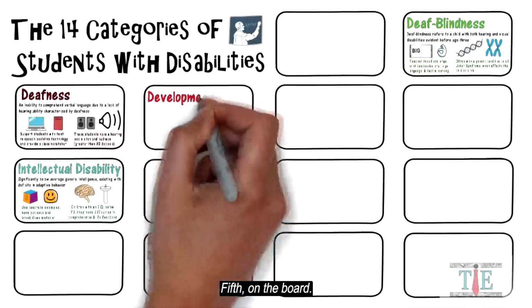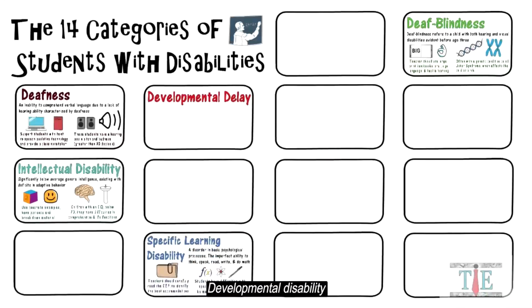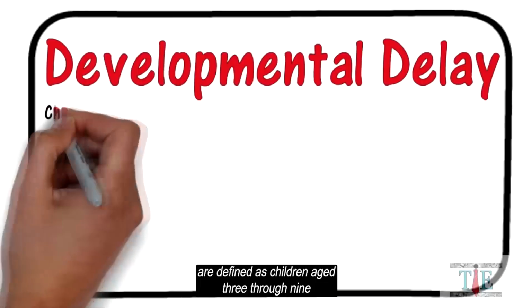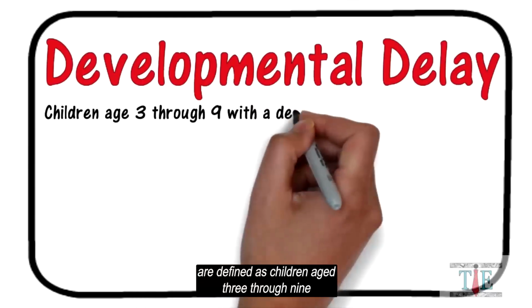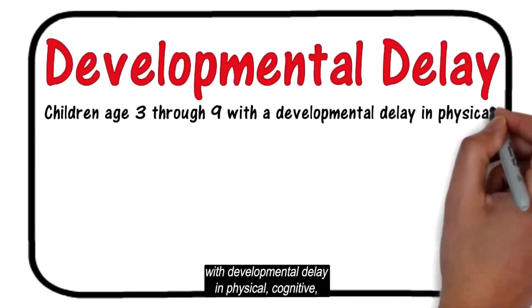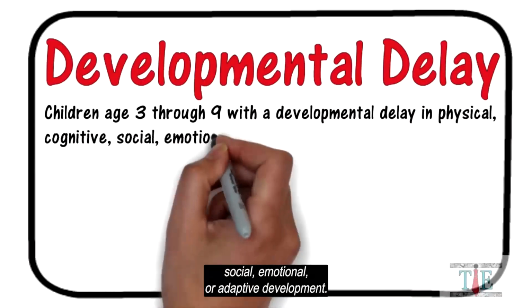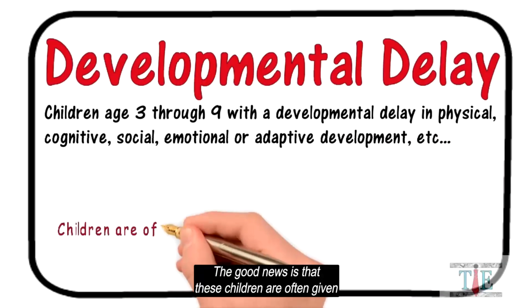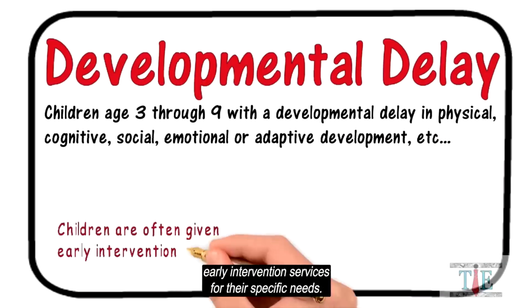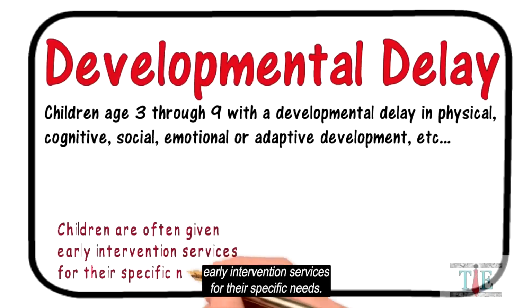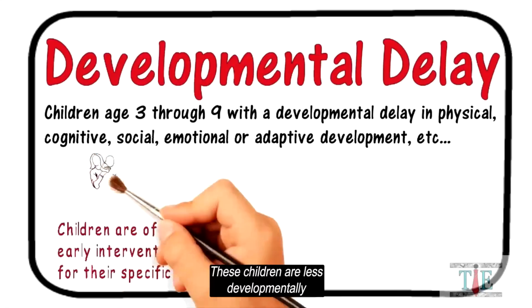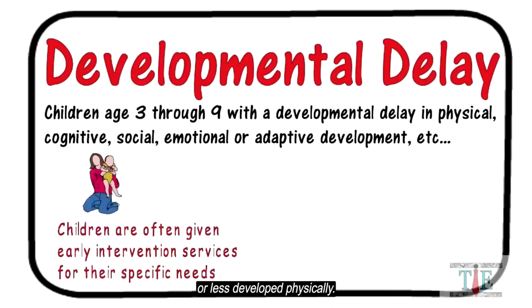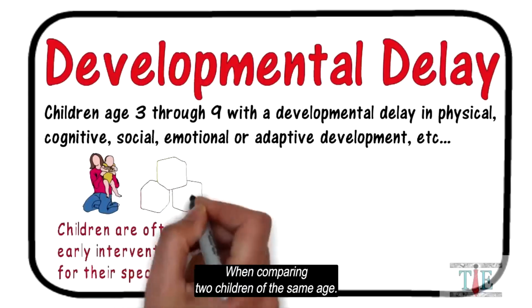Fifth on the board, developmental disability. Developmental disabilities are defined as children aged 3 through 9 with developmental delay in physical, cognitive, social, emotional, or adaptive development. The good news is that these children are often given early intervention services for their specific needs. These children are less developmentally or less developed physically when comparing to children of the same age.